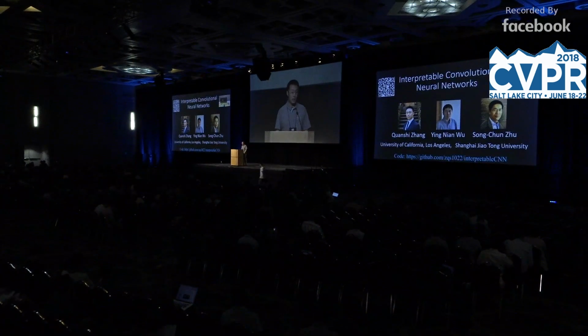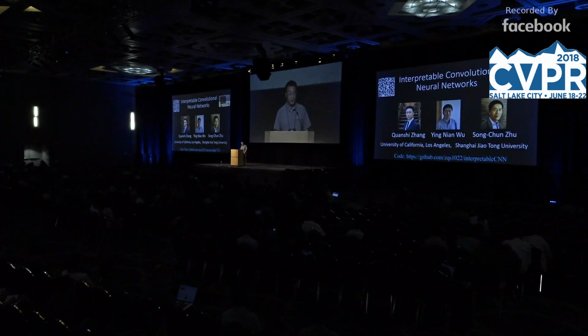Hello, everyone. I will introduce the Interpretable Convolutional Neural Network. This study is done by Zhang, Ming-Yu, and Song-Chun. We have released code on GitHub. University of California, Los Angeles, and Shanghai Jiao Tong University.